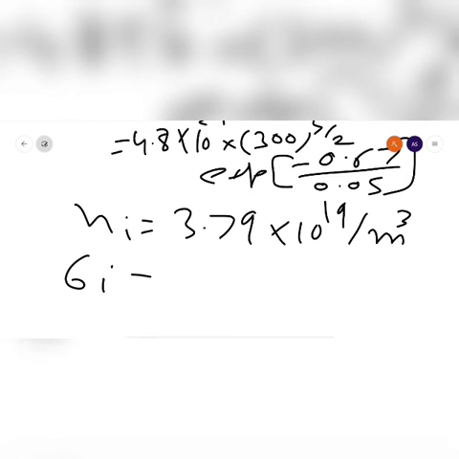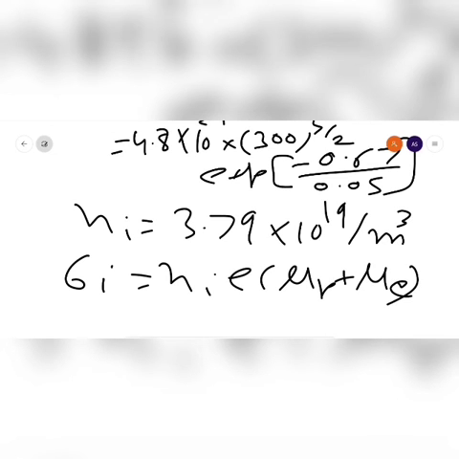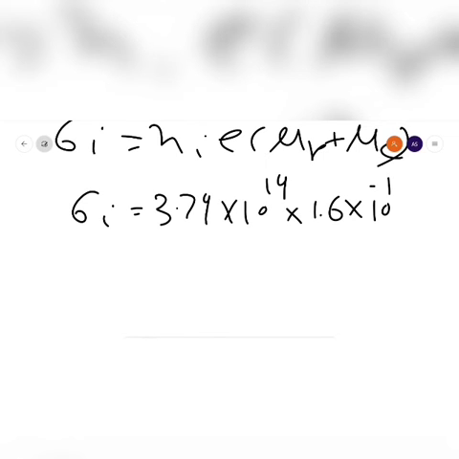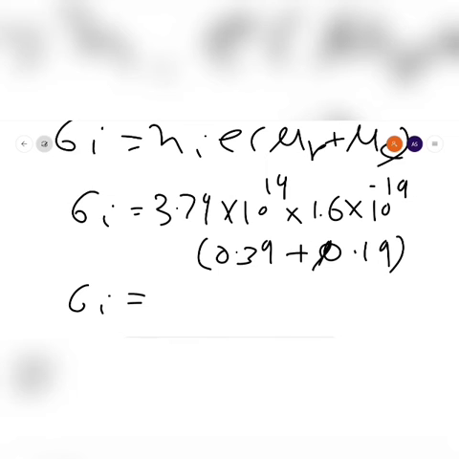Now you know sigma i is n_i e times (mu p plus mu e). Now calculate the value of sigma i. You know n_i is 3.79 × 10^19, the value of e is 1.6 × 10^-19 coulomb, the mobility of electron is 0.39, and the mobility of hole is 0.19. You will get sigma i equal to 3.53 per ohm per meter.